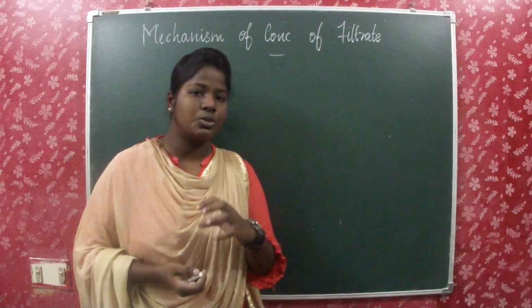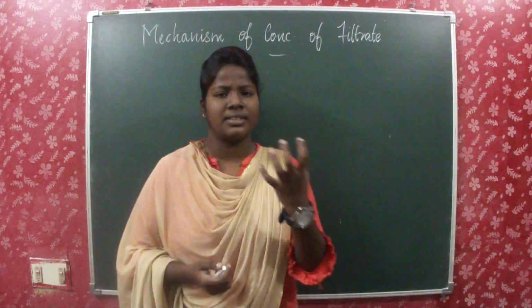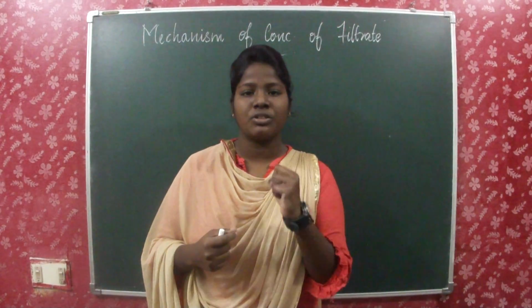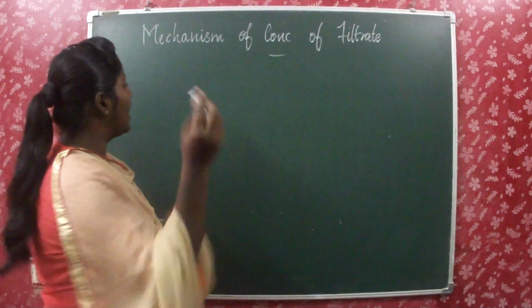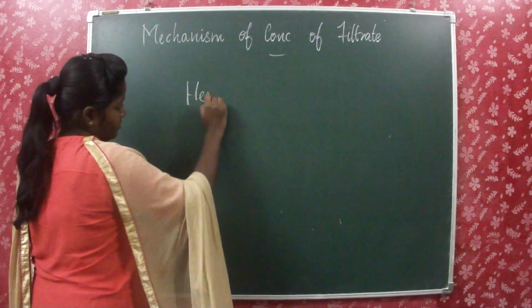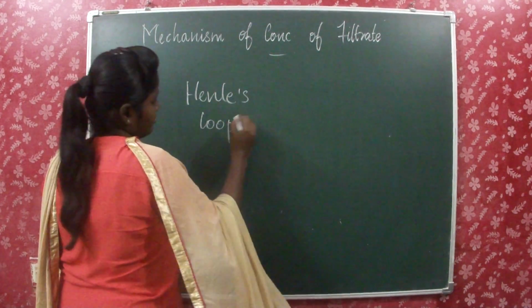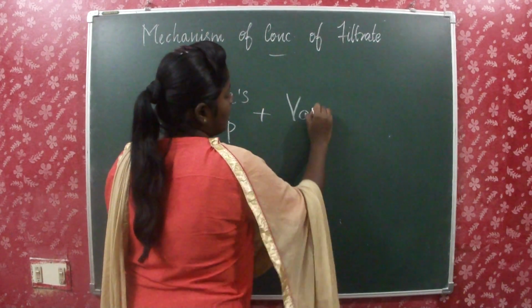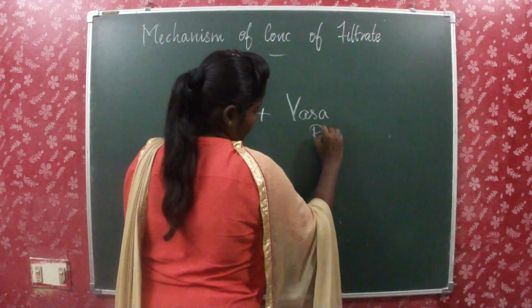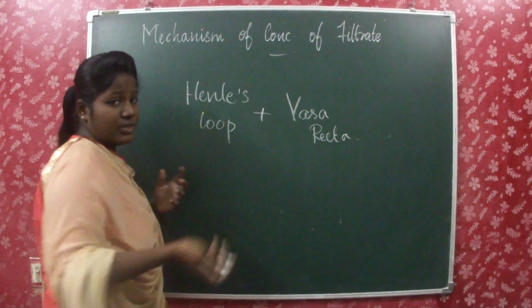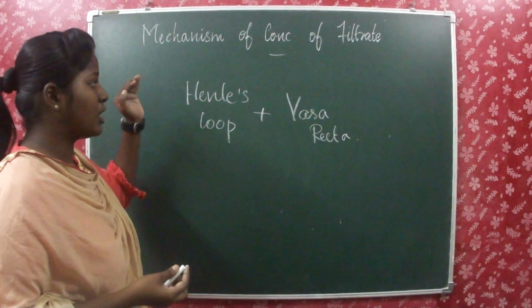So first, the concentration of urine. Actually, mammals usually produce concentrated urine, unlike other creatures. So here, Henle's loop and vasa recta. As we have discussed earlier, we very well know what Henle's loop is.